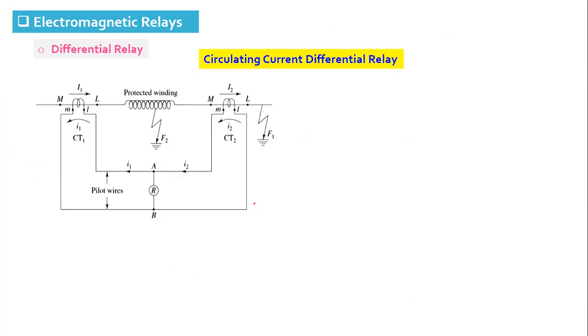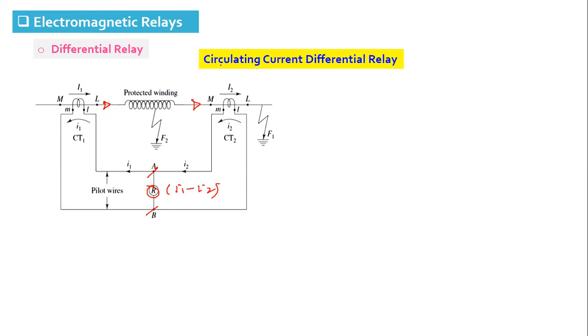Then comes the differential relay. A differential relay is a relay which compares the current entering the winding and leaving the winding. And when the current entering and leaving the winding is not the same, the differential current I1 minus I2 will flow through the relay coil.